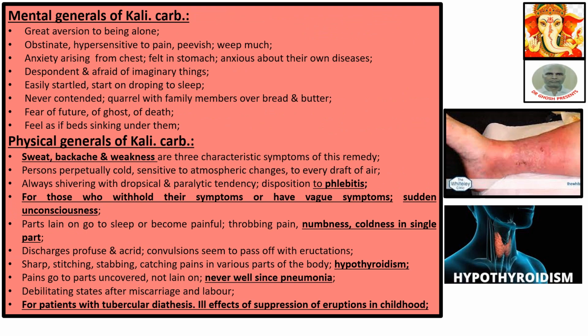Mental journals of Kali Carb. Great aversion to being alone. Obstinate, hypersensitive to pain, peevish, weep much. Anxiety arising from chest, felt in stomach, anxious about their own diseases, despondent and afraid of imaginary things, easily startled, start on dropping to sleep, never contented, quarrel with family members over bread and butter, fear of future, of ghosts, of death, feel as if bed sinking under them.